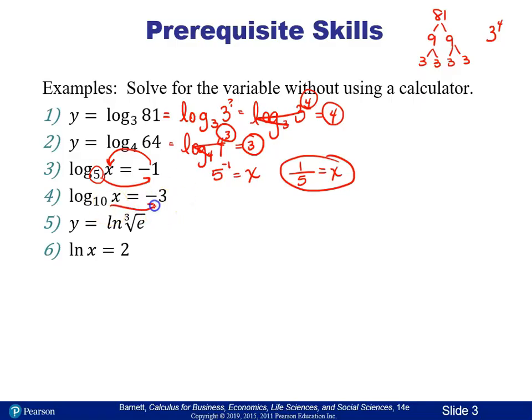This one, if I put it in exponential form, I'm going to have 10 to the negative 3 is equal to x. So 1 over 10 to the third is equal to x.